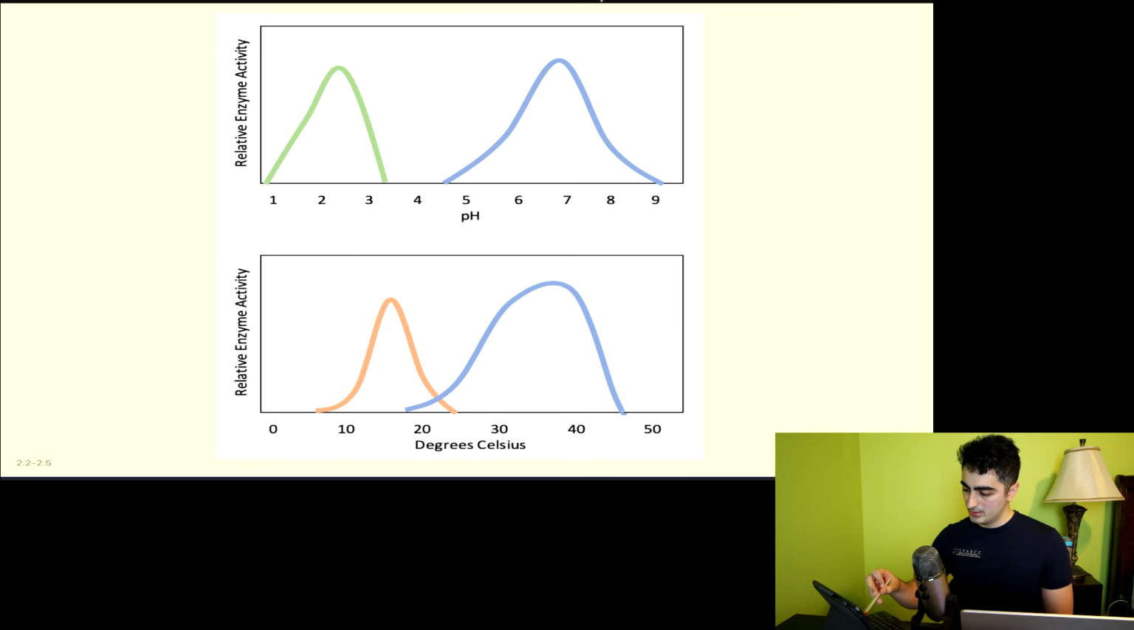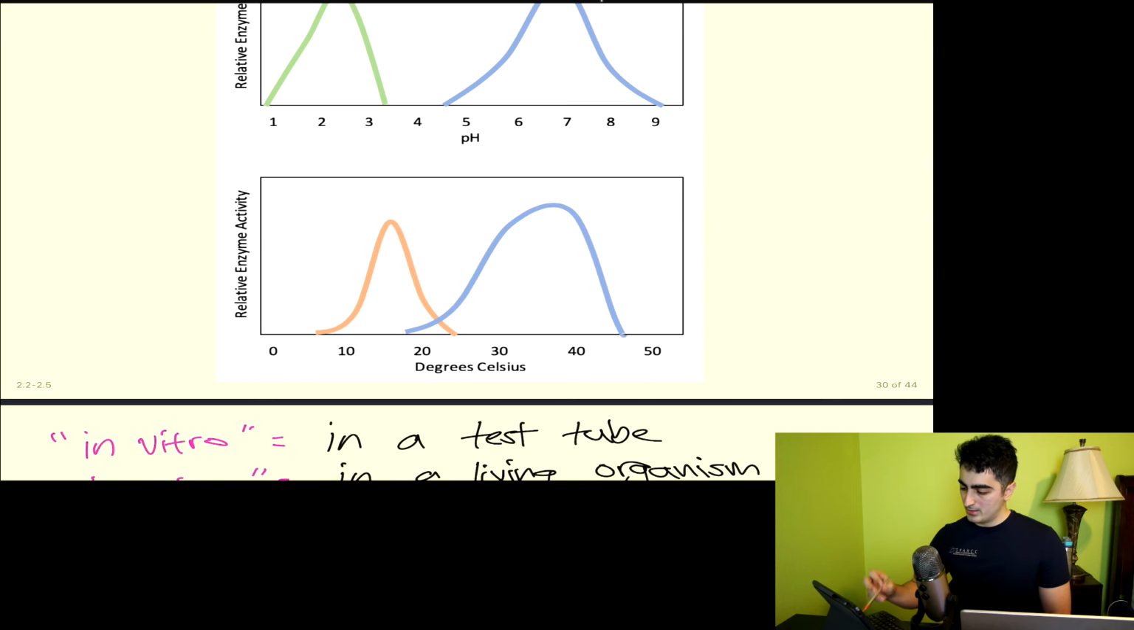You see how as the pH increases, the relative enzyme activity for these two enzymes, this one functions the best at what looks like about 2.5 pH maybe. This one has its maximum activity at what seems like about 7-ish pH. Temperature can also have the same effect. This enzyme and this enzyme are different. This one functions the best, it has its peak at about 15 degrees Celsius. This one had its peak at about 37 degrees Celsius or something.